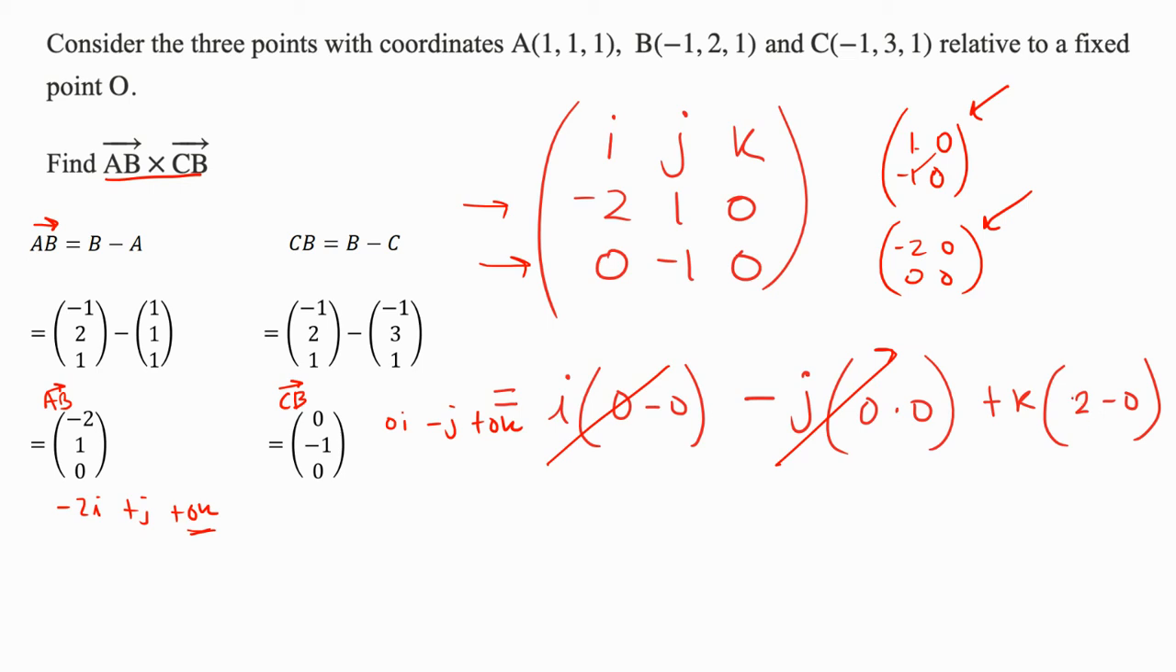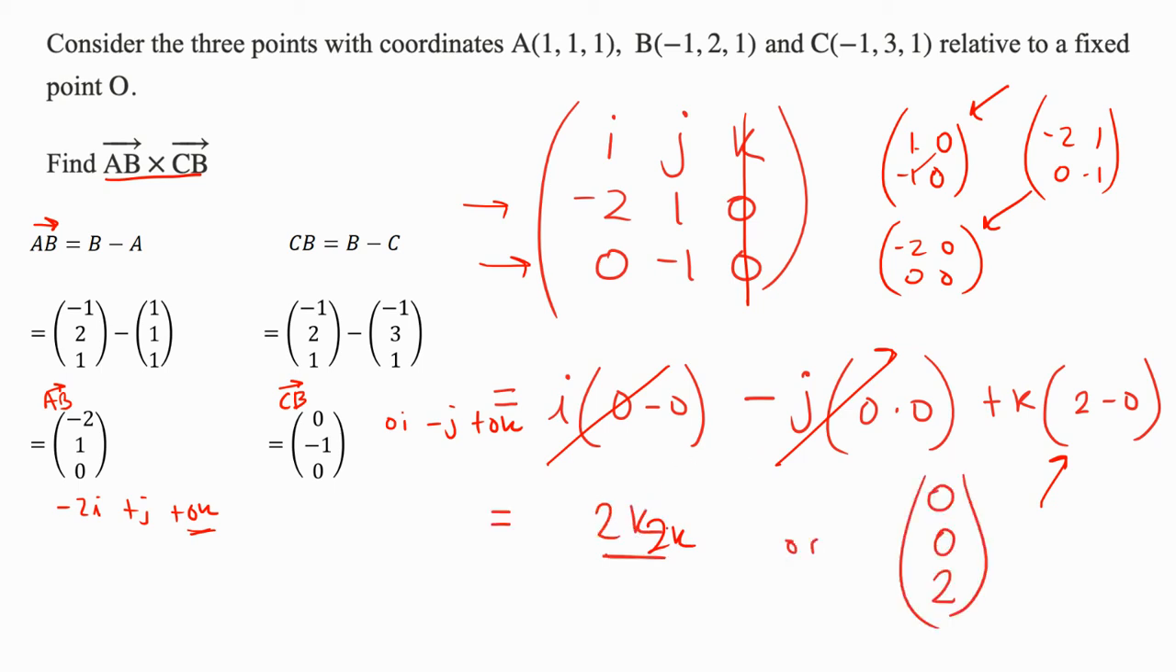And then the last one, if we ignore the k column, then we have -2, 1, 0, -1. I think that's exactly what I just did. We're left with 2k. So 2k is the result here. Or we could write it as 0, 0, 2, like that, in column vector form.